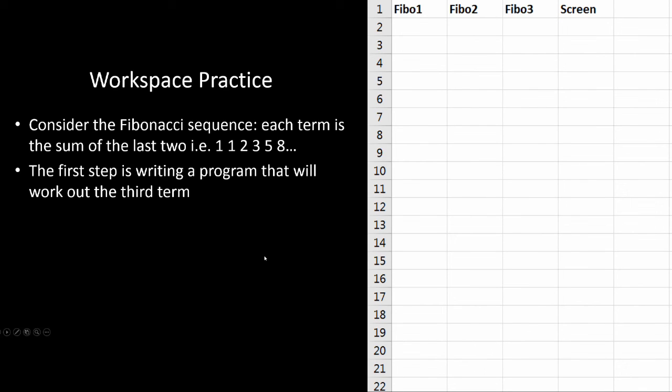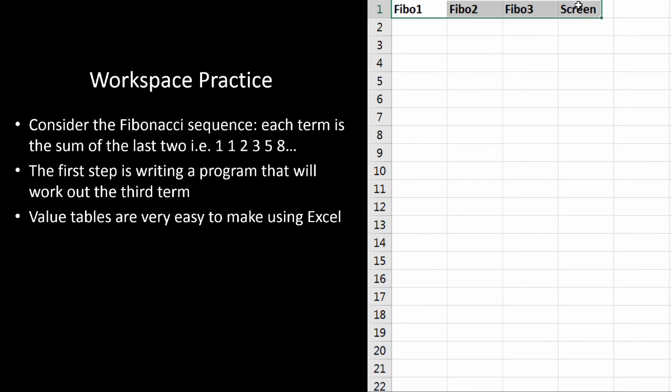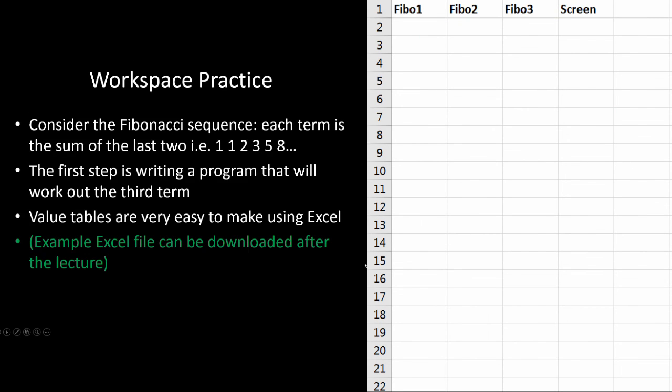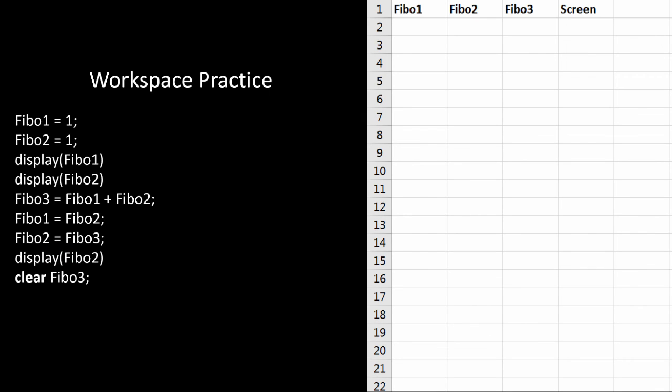The first step is to write a program that will work out the third term, and we'll make a value table in Microsoft Excel. I've made one already, it's now on the screen. We can see that we've included columns for each of our variables and for our screen output. We can download this Excel file from Sakai.